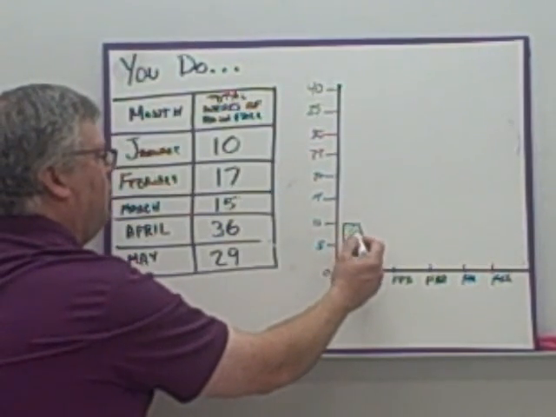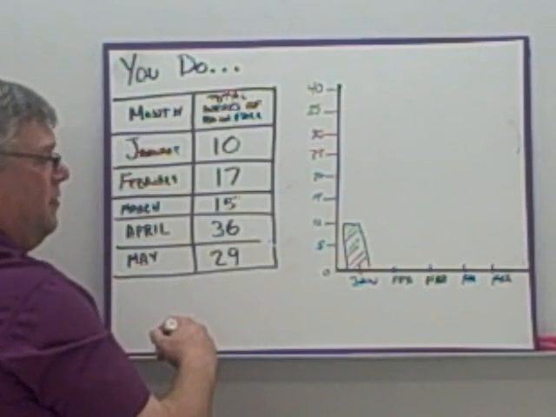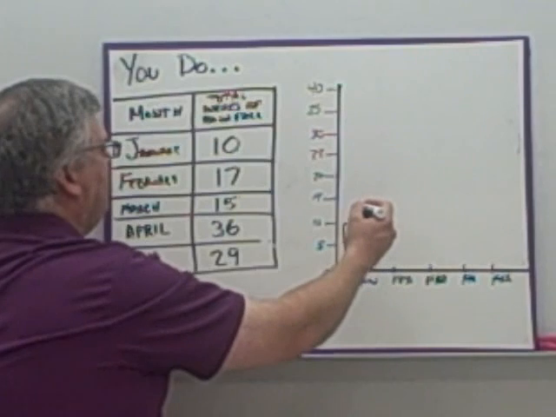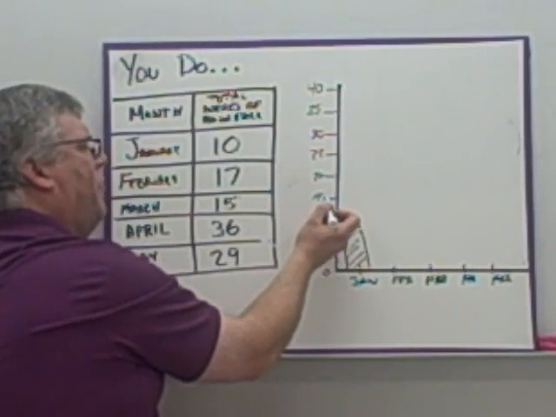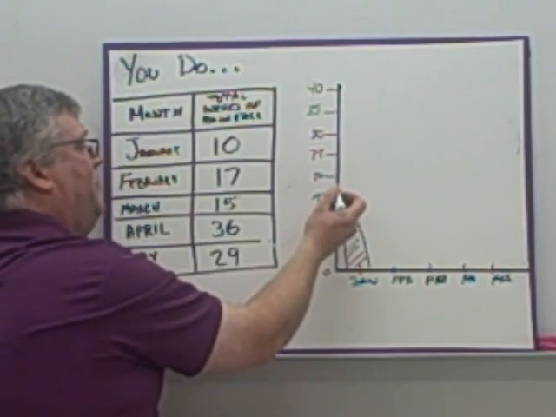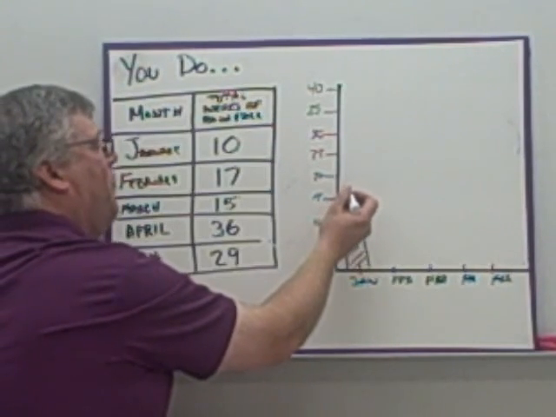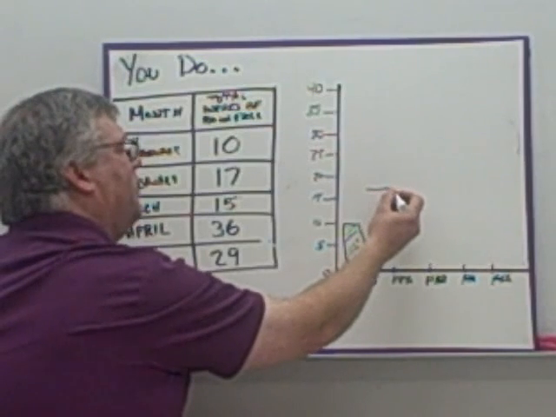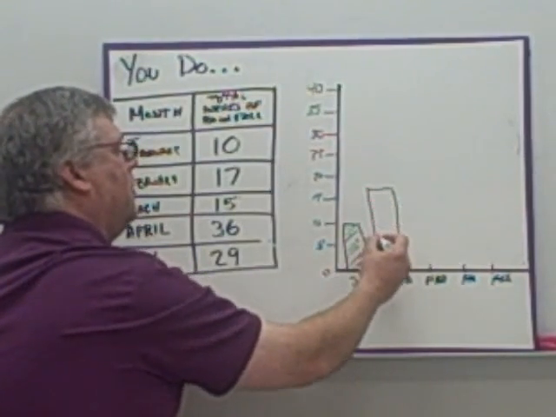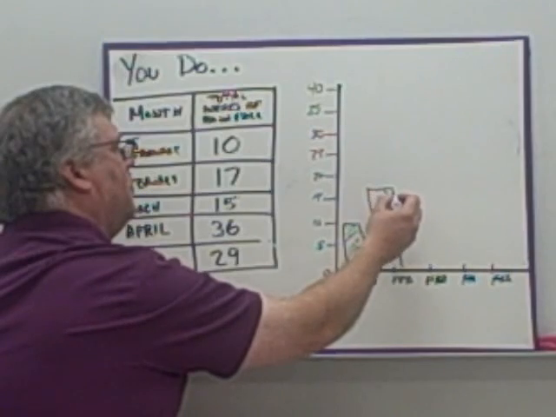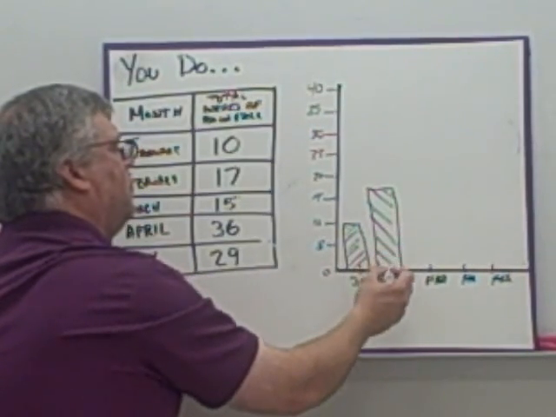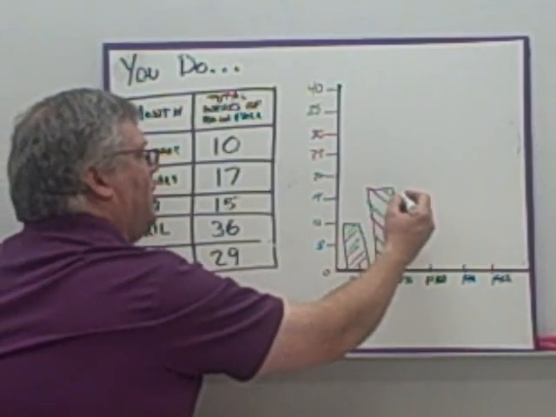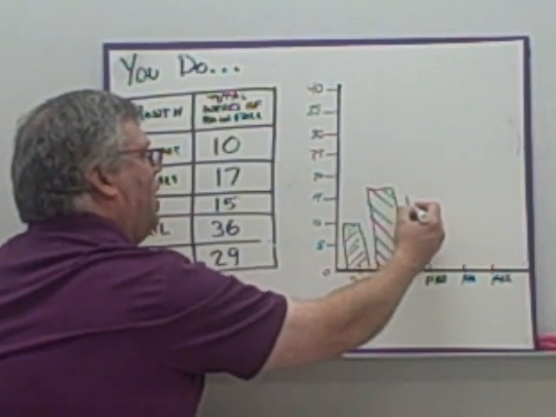Maybe this time I'll put a little cross-hatching in here so we know that that's separate from February. February, we go up to 17. Well, now, I only have a marking for 15. 17 should be a little less than halfway between the 15 and 20. So, right about there. March has 15. We do have a marker for 15, so we should make sure it lines up with that one.